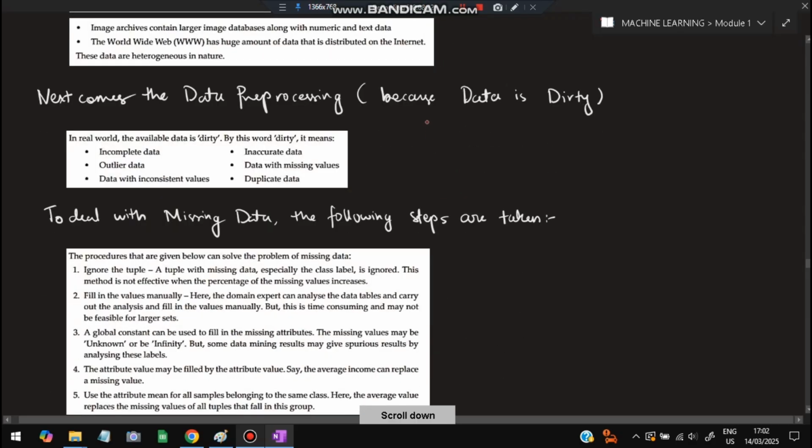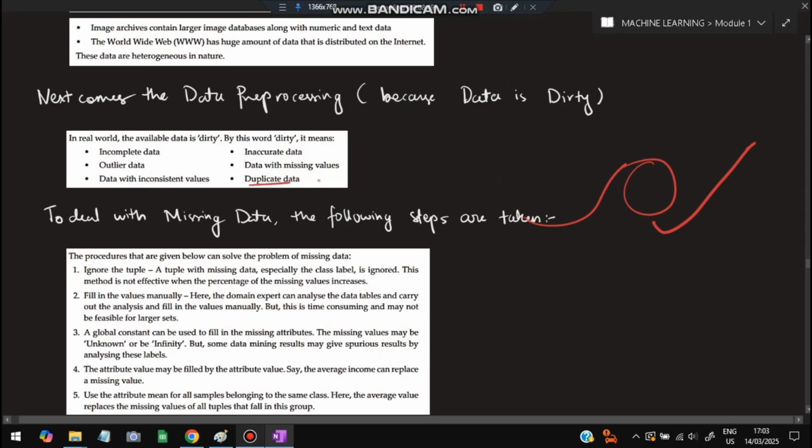Next comes data pre-processing. Initially data is what? Repeat with me: data is dirty. We have to make it clean. What do we mean by dirty data? Dirty data means incomplete data. Outlier data means extreme values that are not relevant. Inconsistent values are also there. This is useless data. Inaccurate data has some false values in between. Missing values: the data goes like this till here, then again starts from here. This is a missing value.